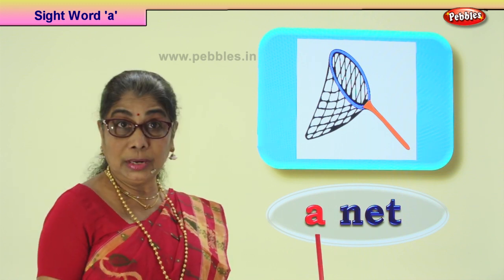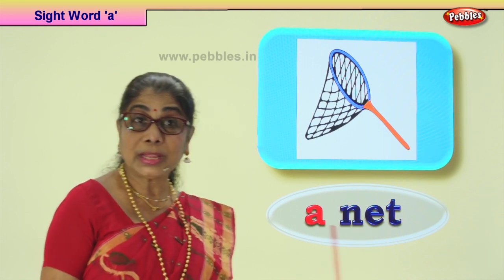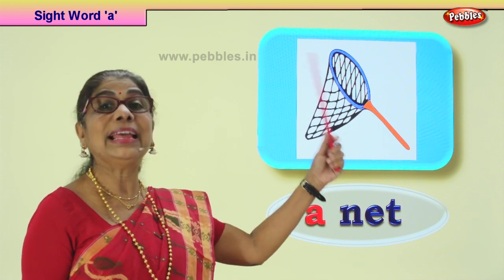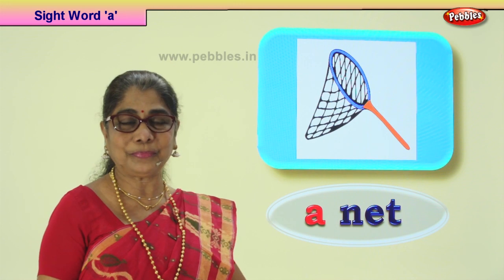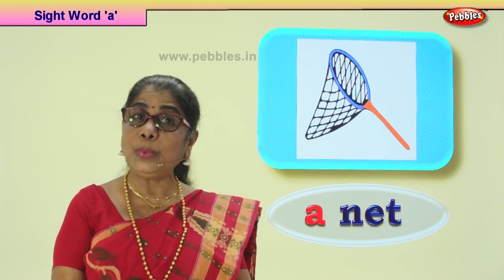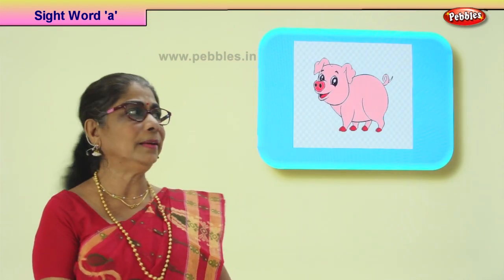Now, sight word: read on a net. A net. What is this? Net. A net. A net. Good. Shall we take another picture? Look what we have here.